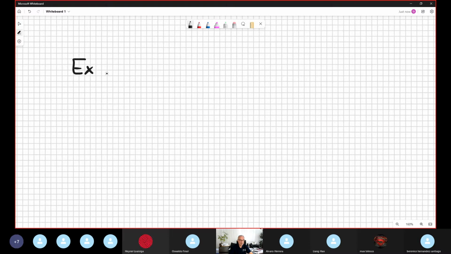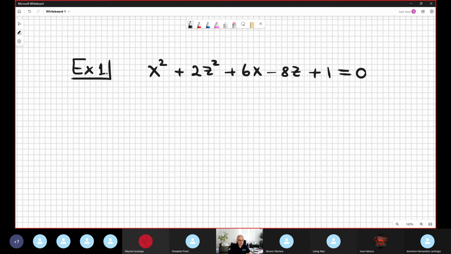Example 1. Suppose in the test I give you this example. It is x squared plus 2z squared plus 6x minus 4z plus 1 equals 0. Here I ask you, what is that? Is this a cylinder, a parabola, paraboloid, hyperboloid, one sheet, two sheet? I have no idea, I'm totally lost.